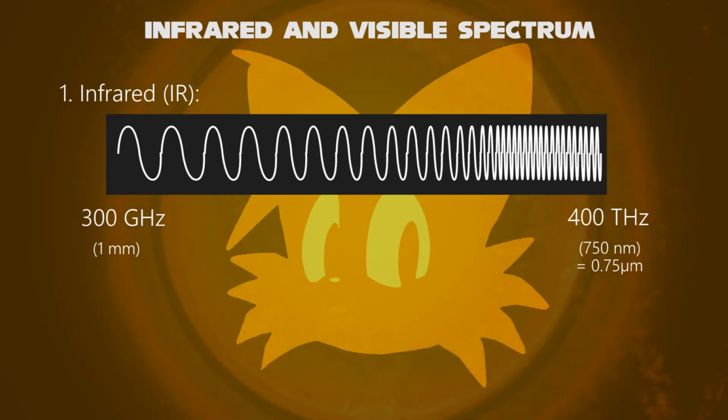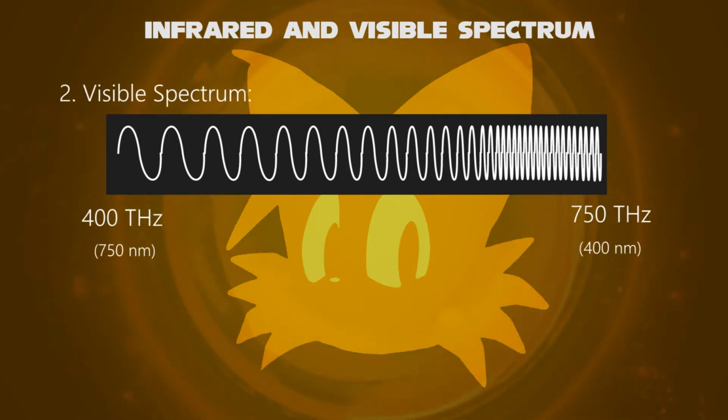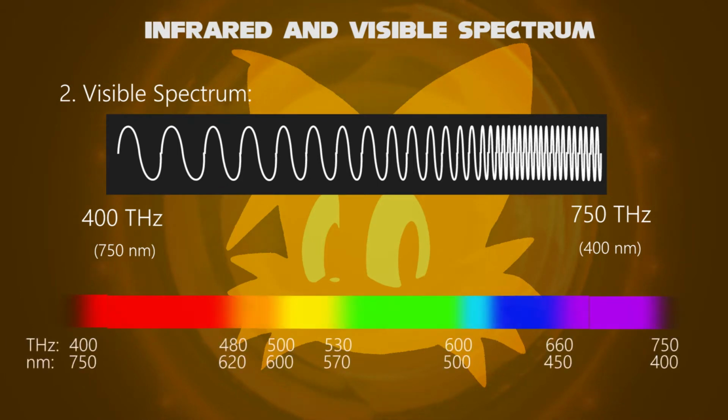On the other hand, we discuss the visible spectrum. You are already familiar with the colors ranging from red to violet. Its frequency ranges from 400 to 750 THz, and its wavelength ranges from 750 to 400 nanometers. Besides, its wavelength is less than 1 micrometer.